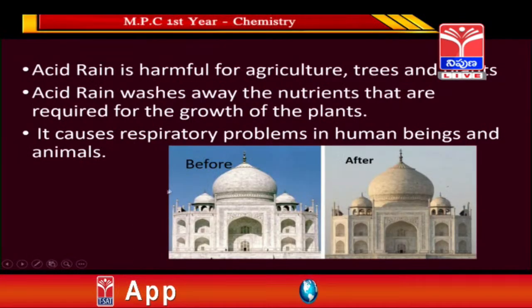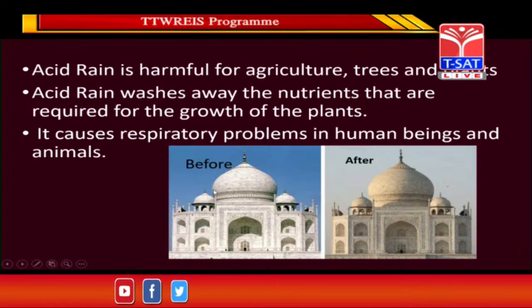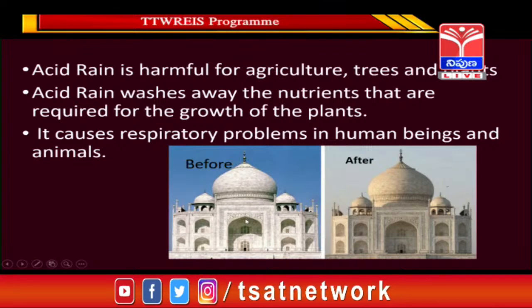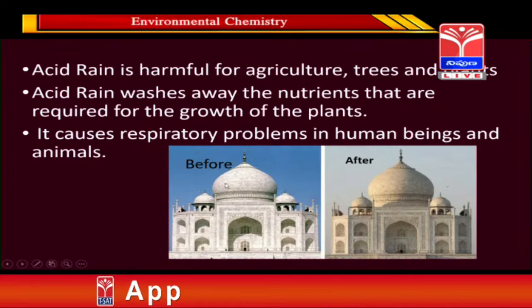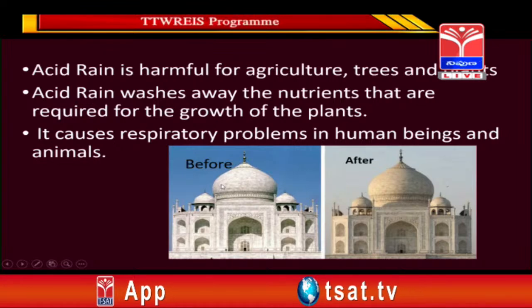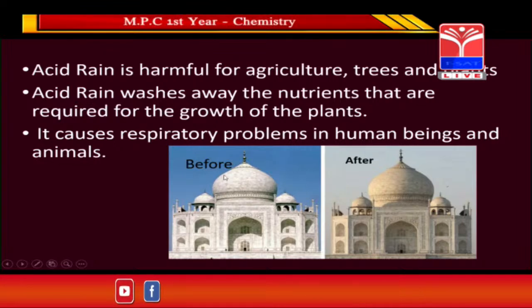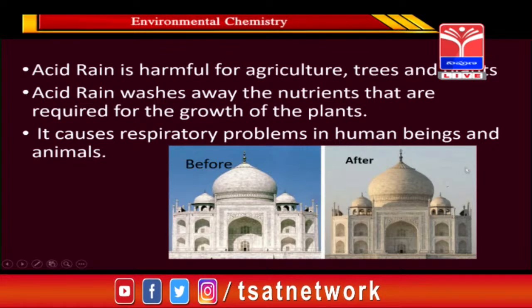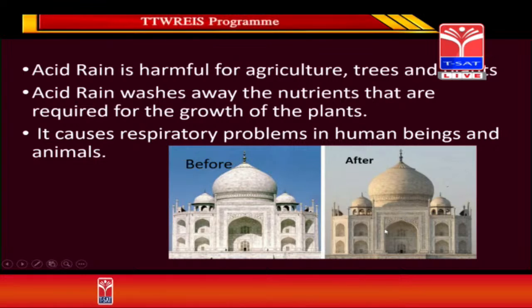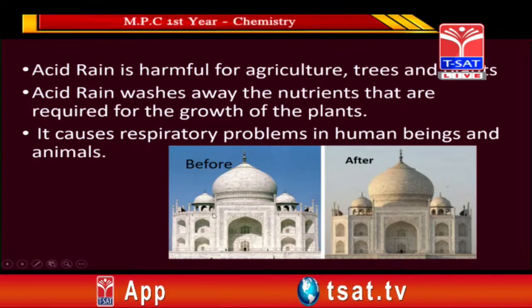The Taj Mahal was constructed by Shah Jahan to indicate his love towards Mumtaz Mahal. Before, it was white in color. It is made up of marble. Marble is made up of calcium carbonate. Calcium carbonate plus sulfuric acid gives rise to calcium sulfate plus hydrogen plus carbon dioxide. Before it was white in color, now it is present in purple or yellow color. What is the reason behind this? The reason is acid rain.